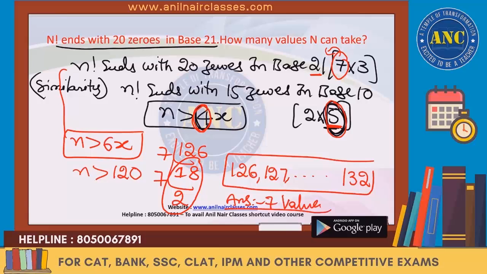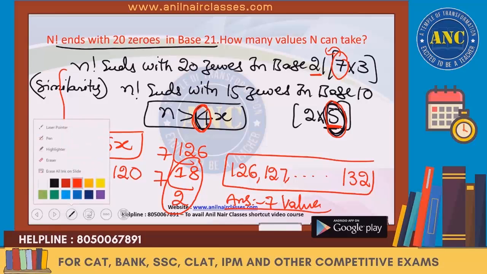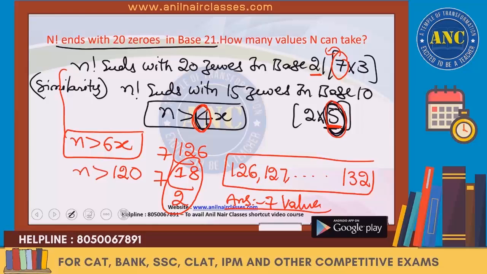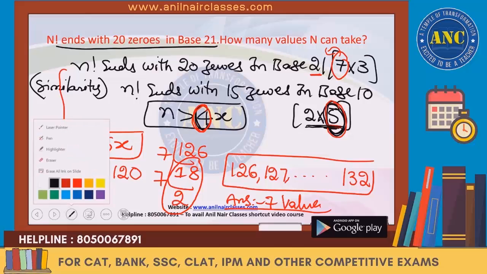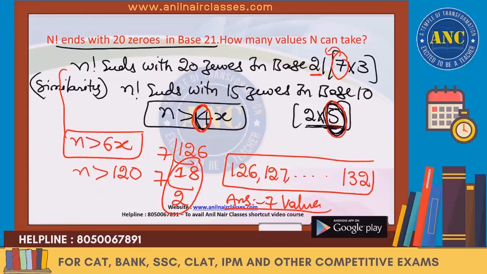I hope the idea is clear to you. You don't need to convert it. N factorial ends with 15 zeros in base system 10. Base system 10 is 2 into 5. Because it is 2 into 5, powers of 5 are smaller than the powers of 2. So how did I get these 4x? I did it as x is less than n by 5, n by 5 square, and so on up to infinite.